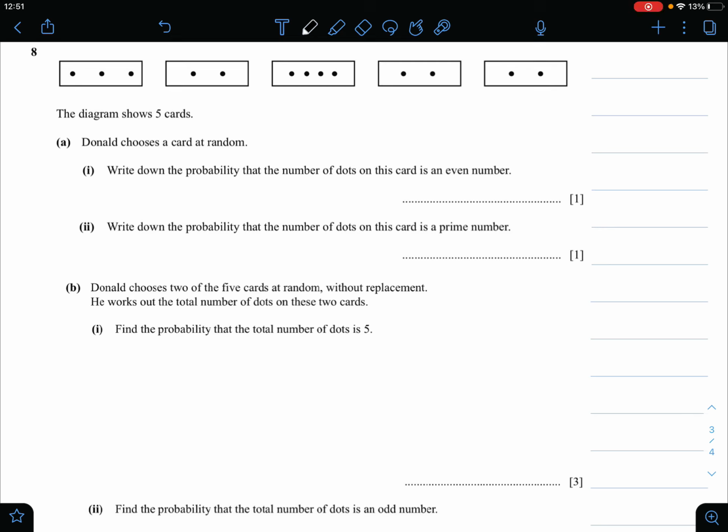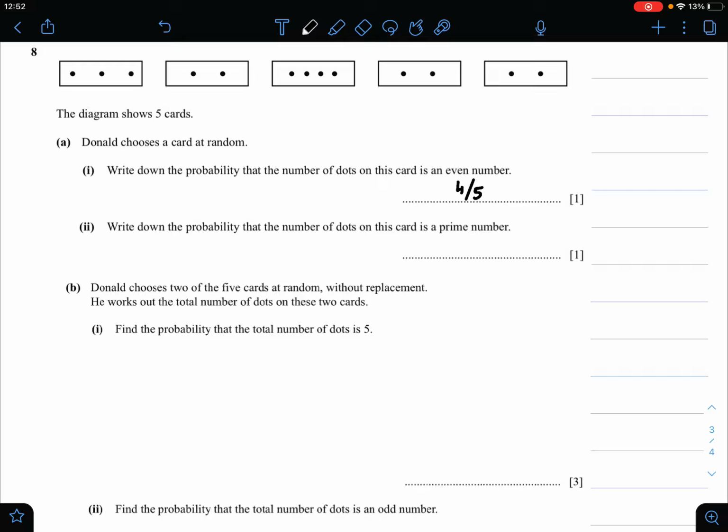So for part A, they are asking us to write down the probability that the number of dots on this card is an even number. They are telling us that Donald chooses a card at random. So the probability that the number of dots on this card is even would be equal to 4 by 5, because out of the 5 cards, which is the total number of cards, 4 of the cards are even. Therefore you would have a probability, or a chance, of 4 by 5 to pick an even number card. Now let's move to part A2.